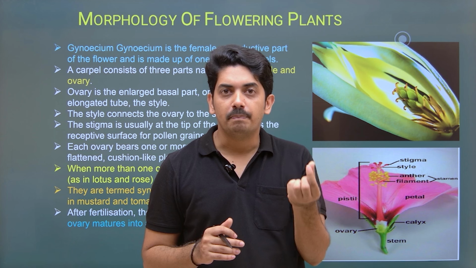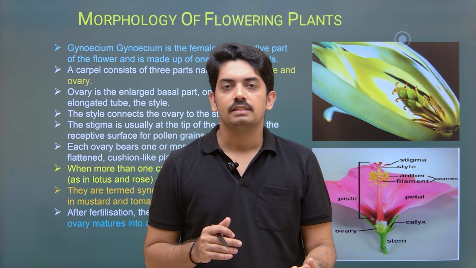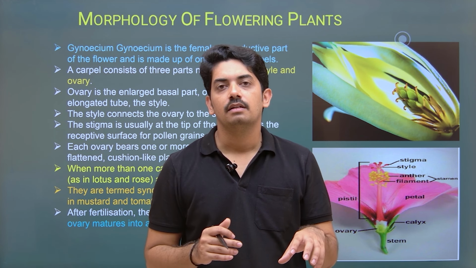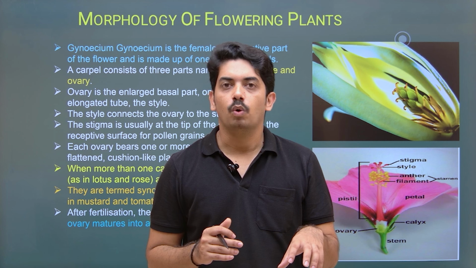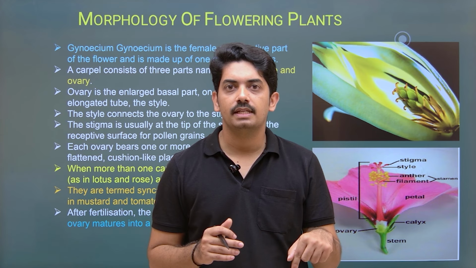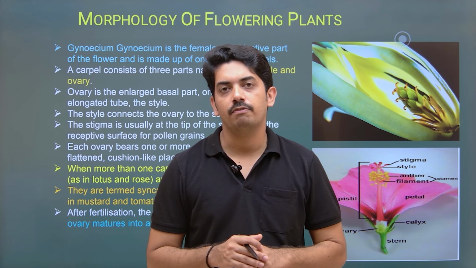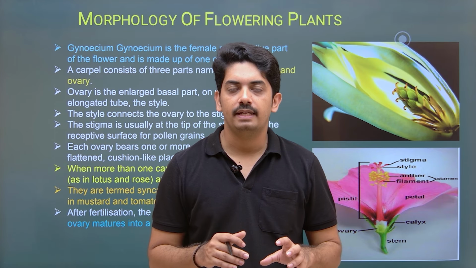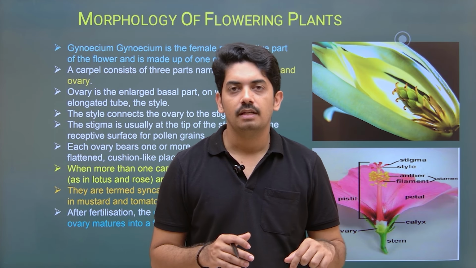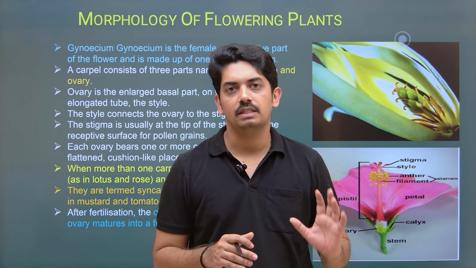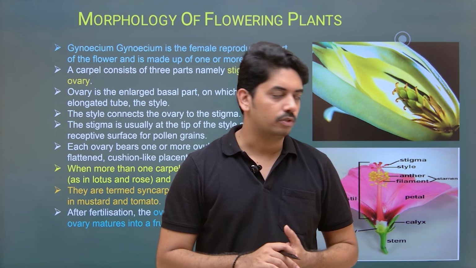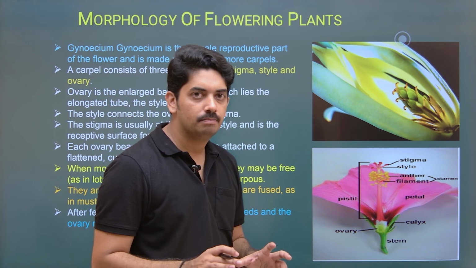Now the pollen tube passes through the style and reaches the ovary where ovules are present. Now ovules consist of a female gametophyte which contains the egg, and the male gamete fuses with the female gamete, forming a zygote. So this is how Gynoecium performs.